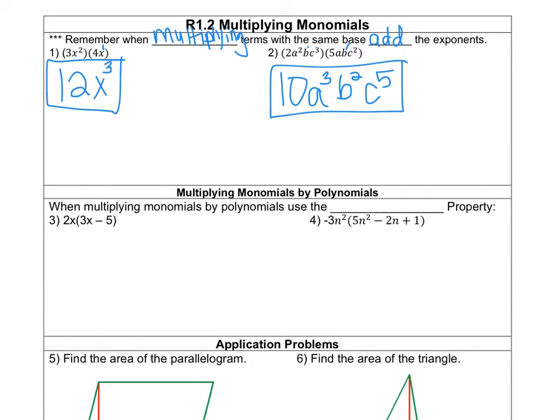Now we're going to multiply a monomial by a polynomial. So when multiplying monomials by polynomials, we're going to use the distributive property. We need to distribute out 2x and multiply it by 3x and negative 5. So 2x times 3x would be 6x squared. And then 2x times negative 5 is negative 10x.